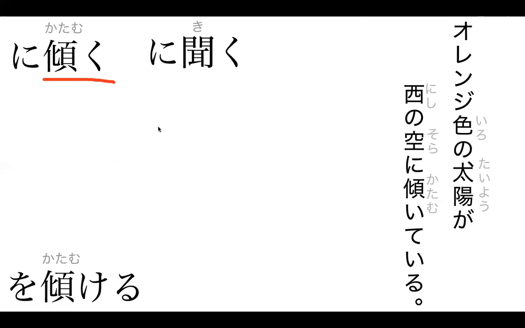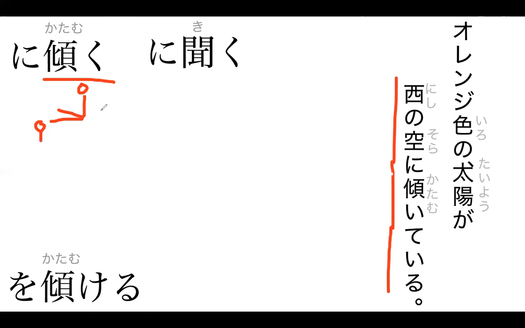Katamuku, I do not know. So katamuku in this context means to set. Directly, it means kind of like to tilt. So if you were imagining the sun like this on a dial, the dial starts tilting as the sun goes bye-bye. So what direction, if we said nishi sora ni katamuiteiru, are we tilting in? We'd be tilting it west.